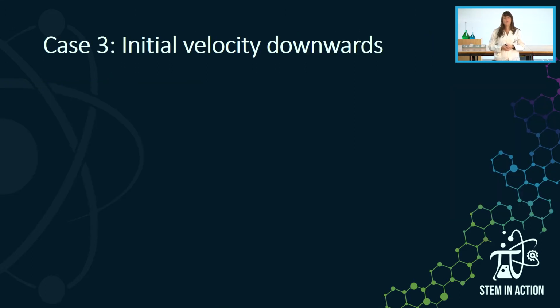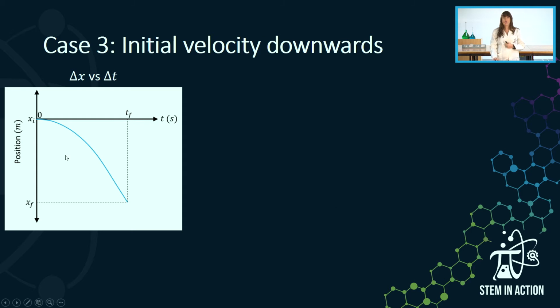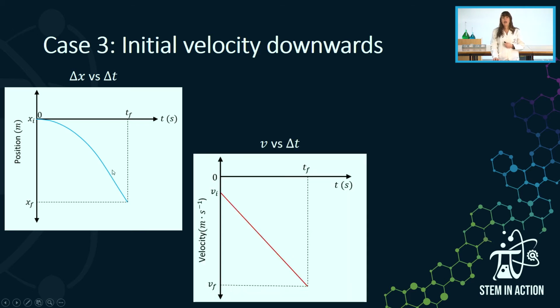Case 3 is if we throw an object downwards, so it has an initial velocity down. Here, our graph of position versus time looks very similar, just maybe a bit steeper as we have more of an initial velocity, so a quicker change in the beginning of the position. Our velocity versus time graph now doesn't start at 0, we now start with a velocity. Because we take down as negative, we've put it here as a negative velocity, and then it is accelerating downwards, and so we get this straight line graph forming.